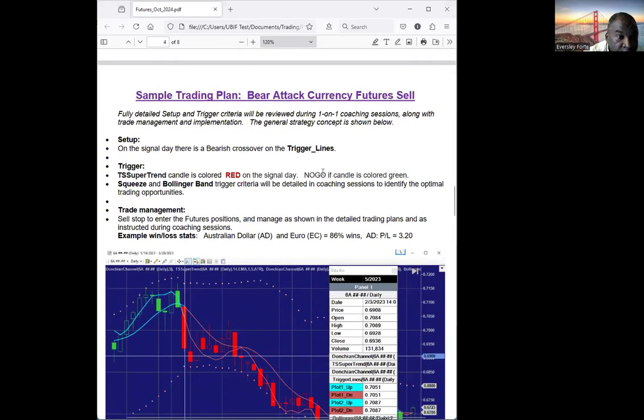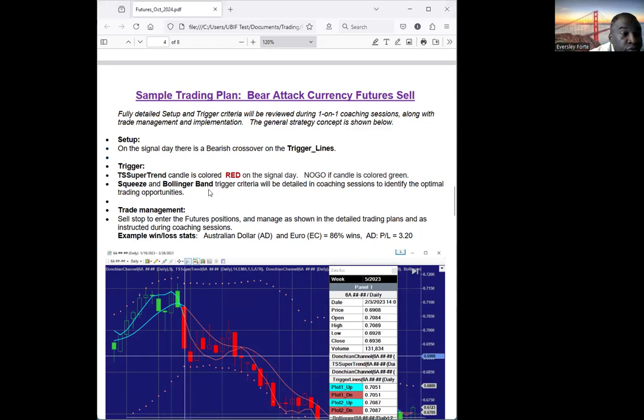And we're going to be looking at the bear attack currency future sell, but I'm open to anything else you want to look at, since, like I said, everyone here right now is a coaching client. So if you want to look at something else, we can pull that up and look at it also. So Bill asked, what's my process for looking at trades or for selecting valid trades?